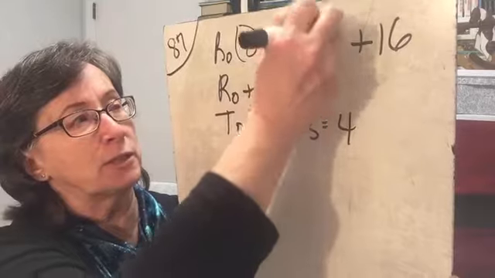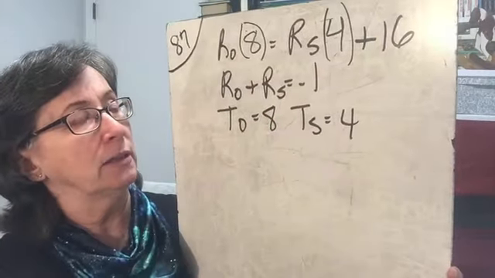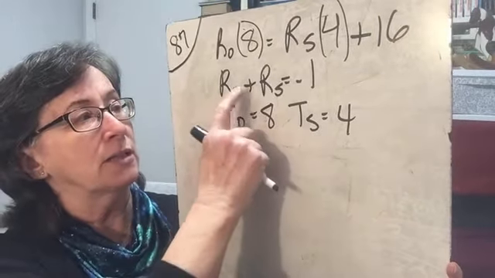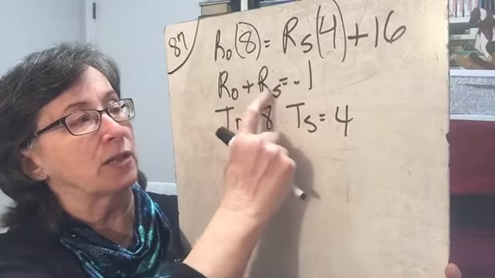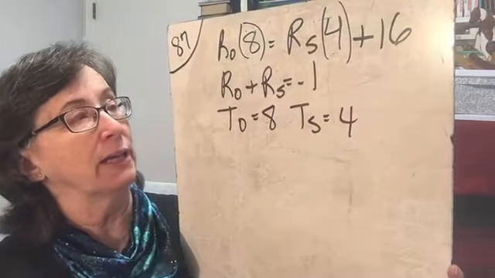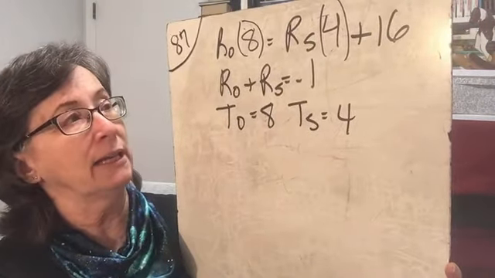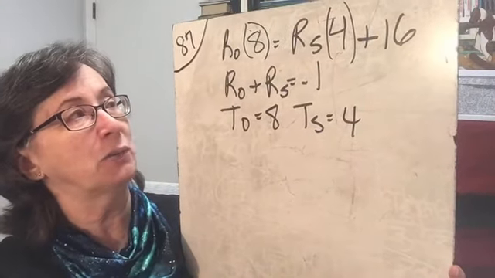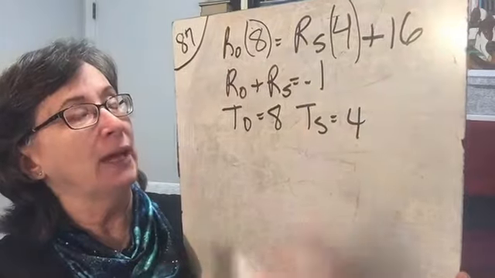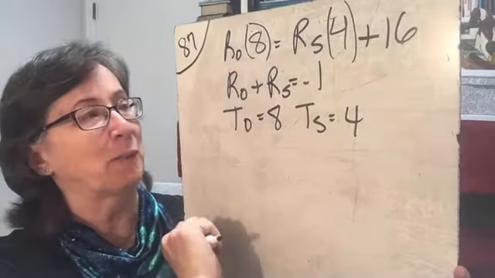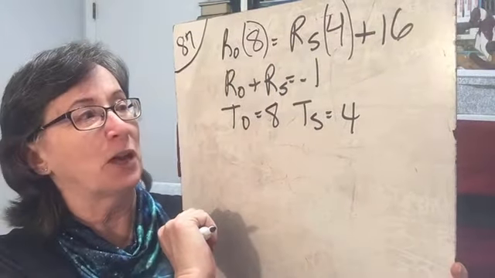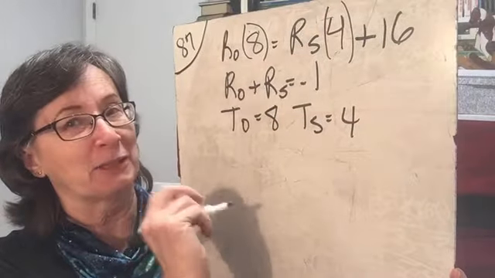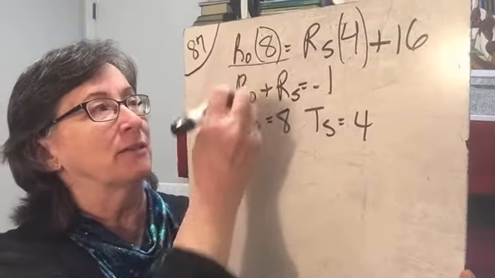Okay, so we're substituting in what we already know. We also know that R sub O is R sub S plus R sub S is -1. So let's do it a little differently here. We have R sub O almost by itself, so we're going to substitute a little bit differently just because it's fun to do so sometimes.